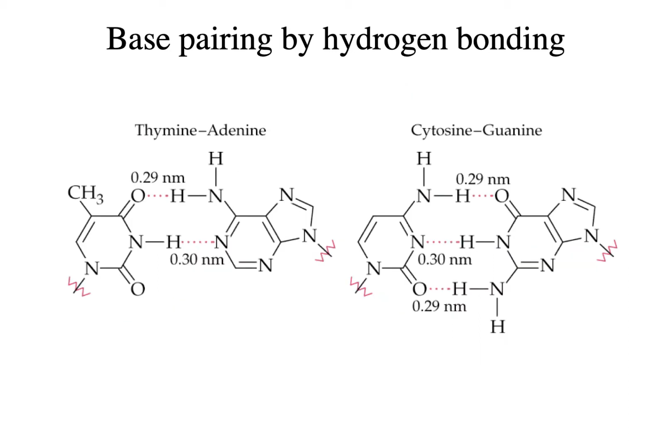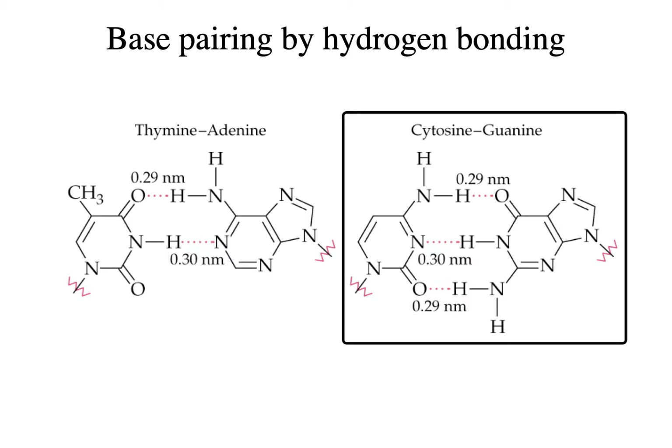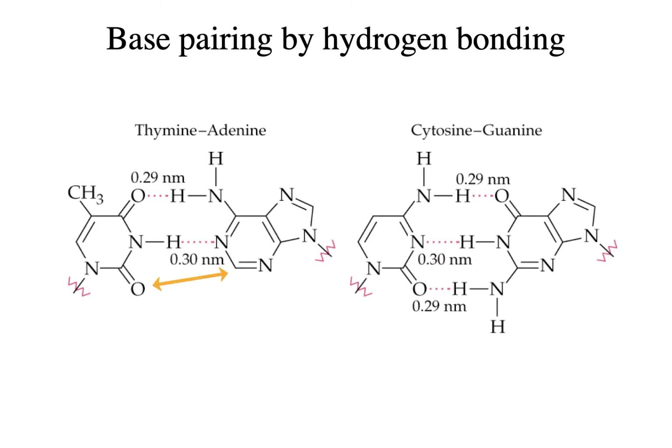Again, here are the base pairs. There's an AT pair, and the length of the hydrogen bond in each is about 0.29 to 0.3 nanometers. And there are two such hydrogen bonds. And then in a cytosine guanine base pairing, there are 3 hydrogen bonds ranging from 0.29 to 0.30 nanometers. Now, there could be a hydrogen bond between this carbon and the oxygen, but the distance is too far between those.